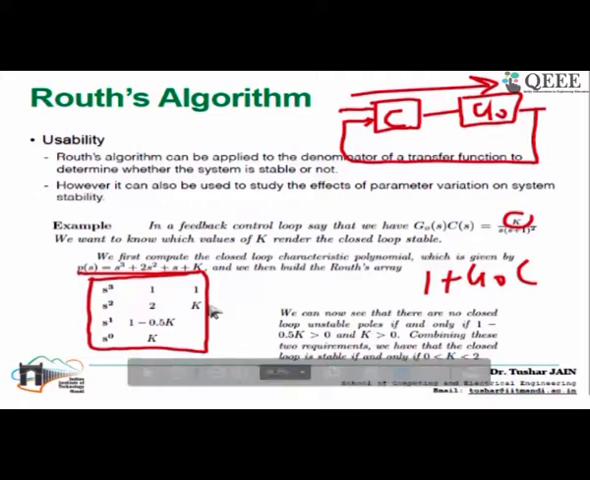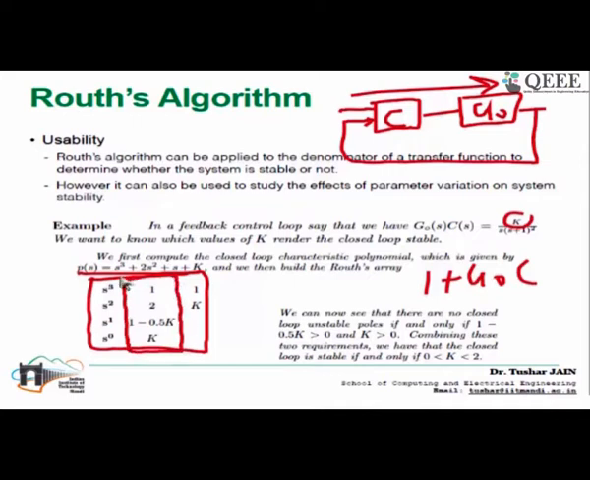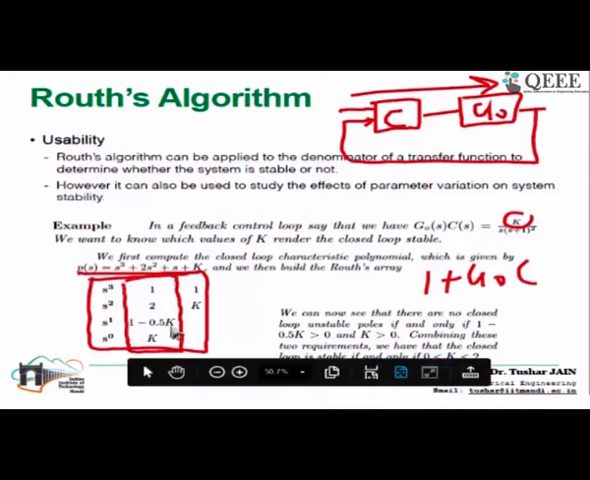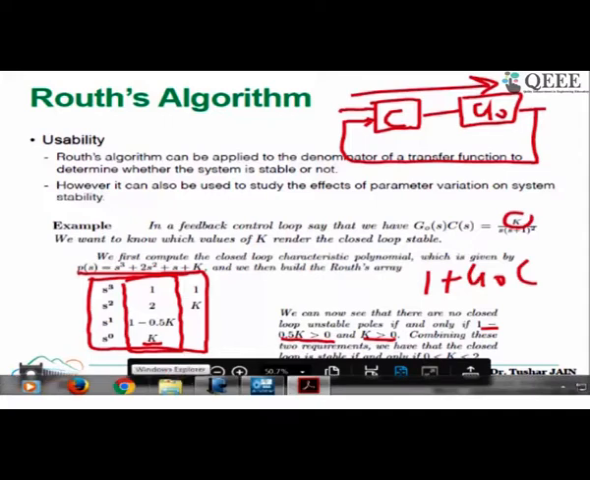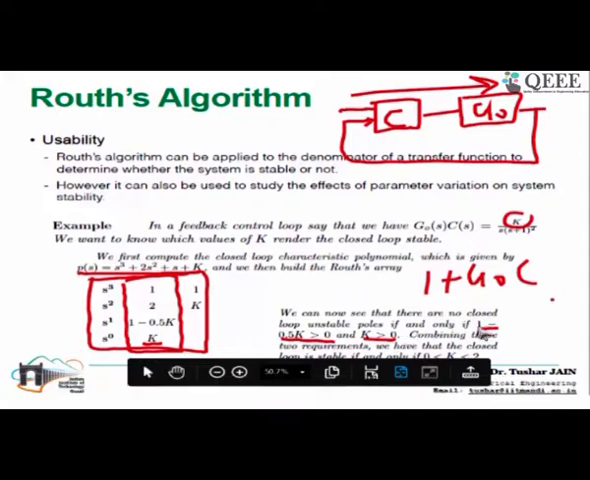So now for the stability, what do you need? That all the elements in this first column should be positive, meaning to say that 1 minus 0.5 K should be positive, this condition, and K itself should also be positive, right? In that case, all the elements in the first column are positive. So once I compute the inequalities on K, I come up with this condition that the value of K should lie between 0 to 2.